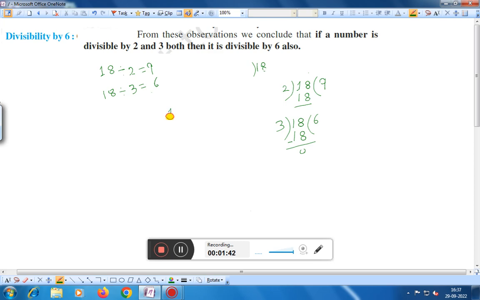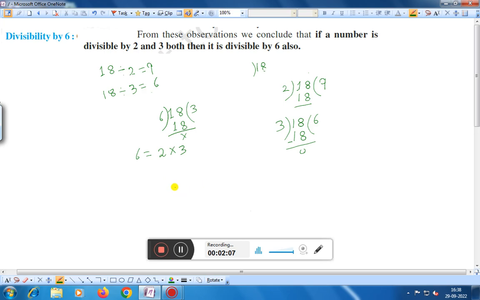Let us divide 18 by 6. 6 3s are 18. We can also write 6 as 2 into 3. That means if a number is divisible by 2 and 3 both, then it is divisible by 6.